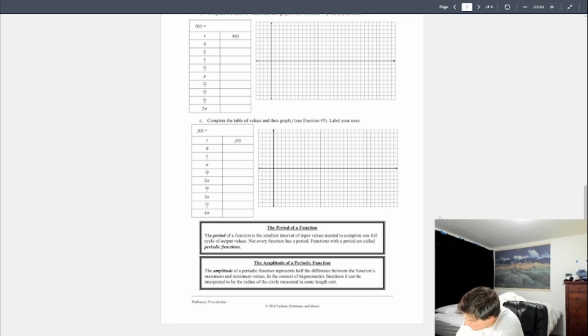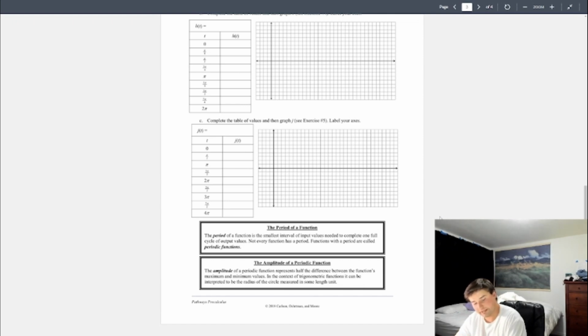The period of a function is the smallest interval of input. Period is the smallest input. So this period is pi, but this period is 4 pi, and this period is 2 pi.